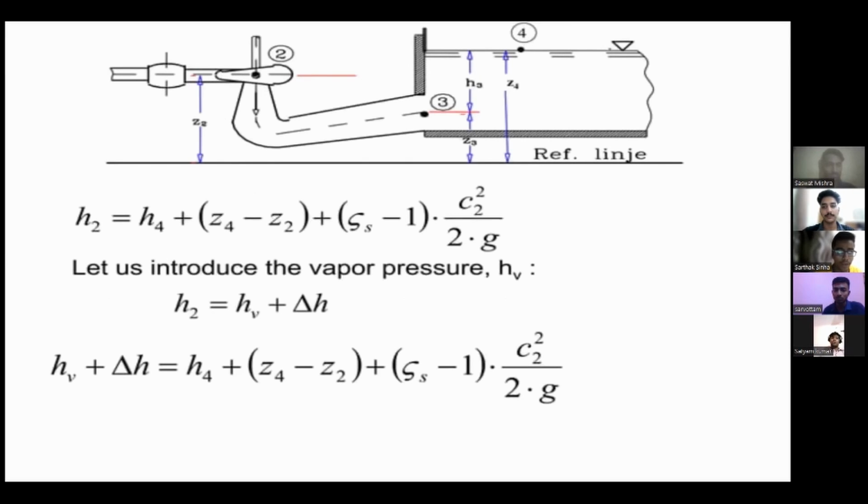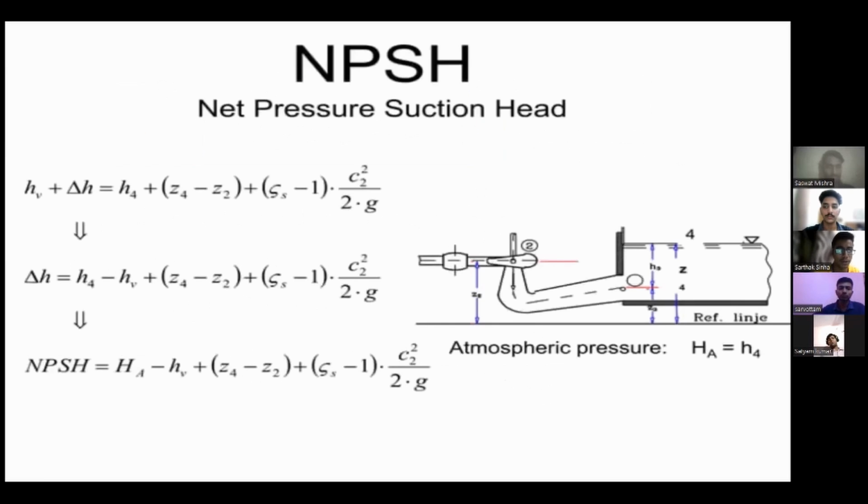However, if we want to find the vapor pressure, we can substitute the value of H2 as HV plus delta H, where delta H is the difference in the heads of actual head and vapor head. On substituting the value of H2 as HV plus delta H, we get the value of delta H as H4 minus HV plus Z4 minus Z2 plus Cs minus 1 into C2 square by 2g. This value is actually the net positive suction head.